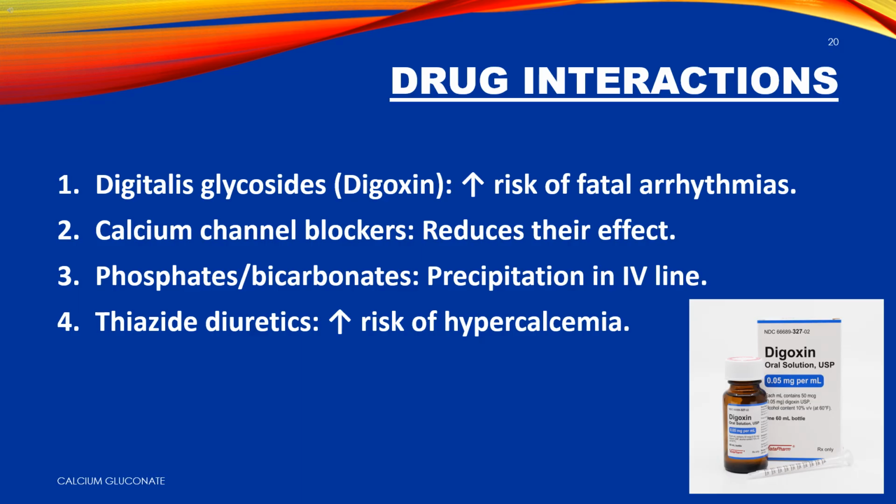3. Phosphates, bicarbonates. Mixing calcium gluconate with phosphates or bicarbonates in an IV can cause precipitation, which can obstruct the line and reduce the medication's effectiveness. 4. Thiazide diuretics. Thiazide diuretics can increase the risk of hypercalcemia when used with calcium gluconate, as they reduce calcium excretion in the urine, potentially leading to elevated calcium levels.